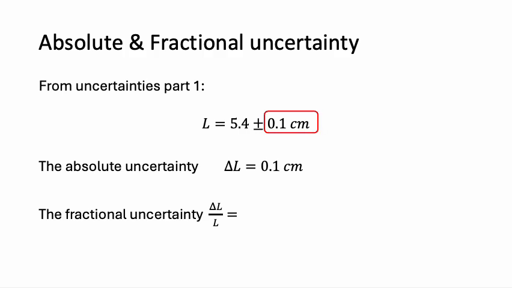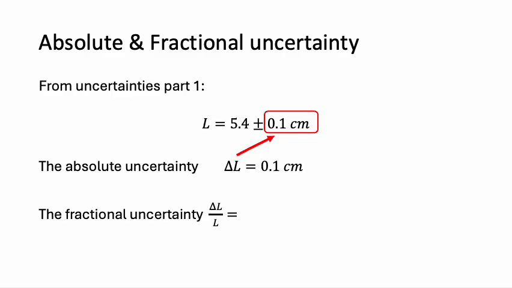So this 0.1 is absolute uncertainty, and the absolute uncertainty in L we would call delta L. So we'd write like this. The absolute uncertainty in some other quantity, say V, would be delta V.